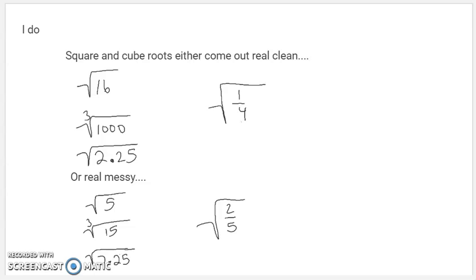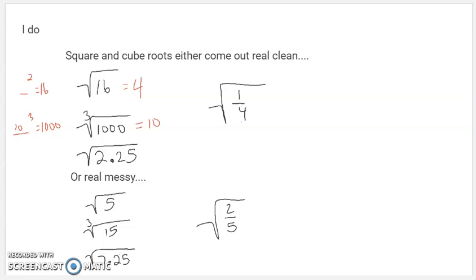So the way those work, square roots and cube roots, they either come out real clean or real messy, right? So the square root of 16, what I'm thinking to myself is what number squared gives me 16? What number times itself is 16? So that is 4, because 4 times 4 is 16. 4 squared is 16. The cube root of 1,000, I'm thinking to myself, what number to the third power is 1,000? In this case, it is 10. 10 squared is 100 times 10 again is 1,000. 10 to the third power is 1,000. 10 times 10 times 10, right?